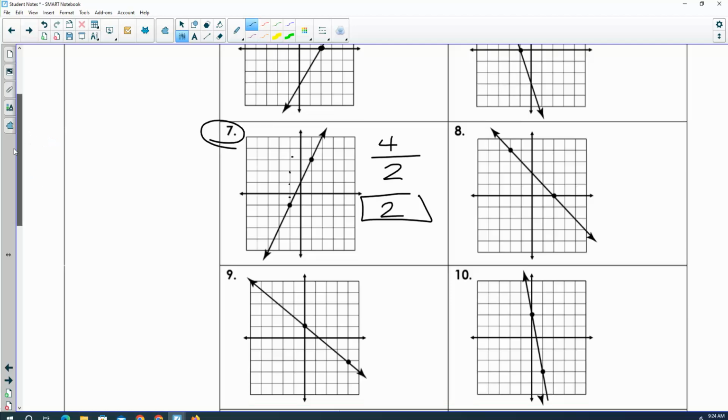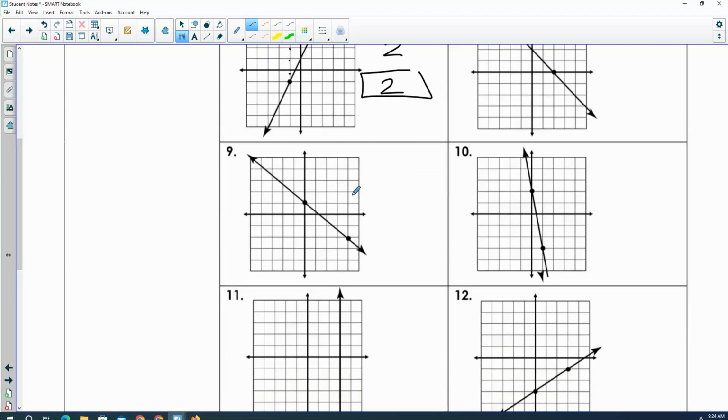Number 9, what kind of slope should this one have at the end? Negative. Why do we know that? Because it's going down 1 by 1. Alright, so go from left to right, it's falling. So if you start at a point, to get to the other one, I'm going down 1, 2, 3, so that would be a -3. And then I go over 1, 2, 3, 4. So -3/4.